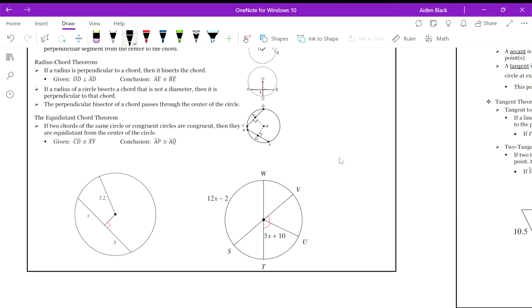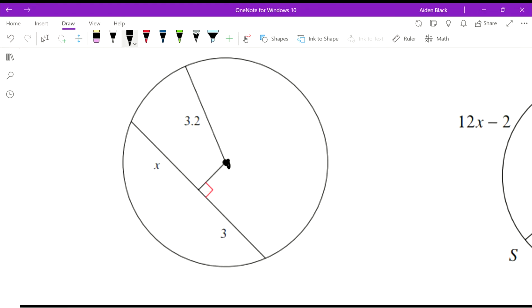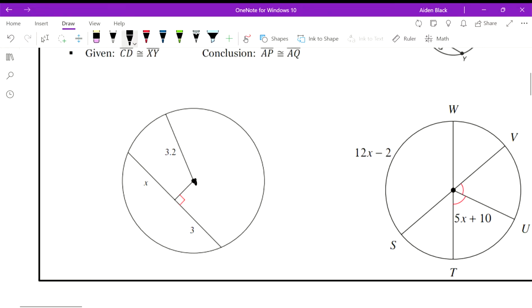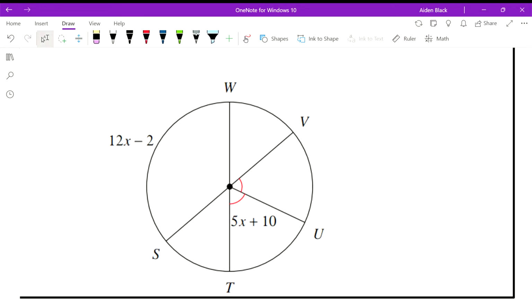But just real quick, if the radius drawn to a chord is perpendicular, like in this case right here, then we know it cuts that chord into two equal parts. So if that's 3, this is also 3. And then also here, this is just pretty basic.